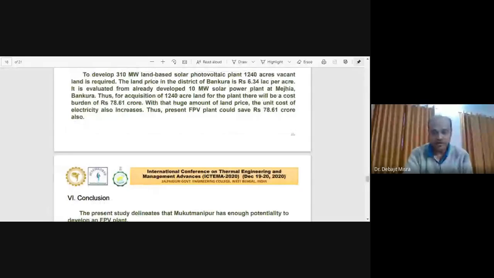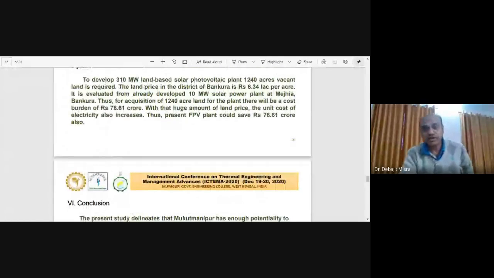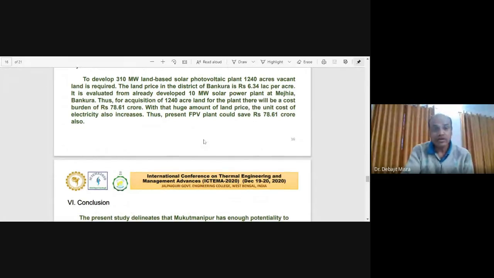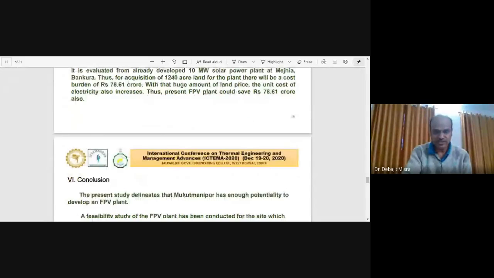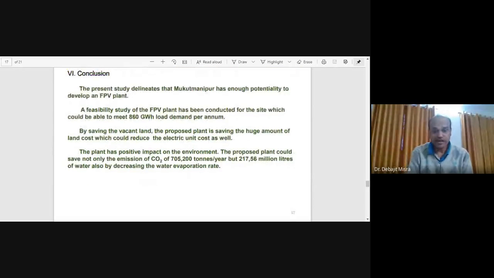Okay. So it could also save the cost of land if a similar power plant were built in Mejia, Bankura. So we could save some land cost, around 78.61 crore. Thus the present study can delineate that the site would have enough potential to develop a PV plant. Around 860 gigawatt hours of load demand can be served by this plant, while also saving vacant land.